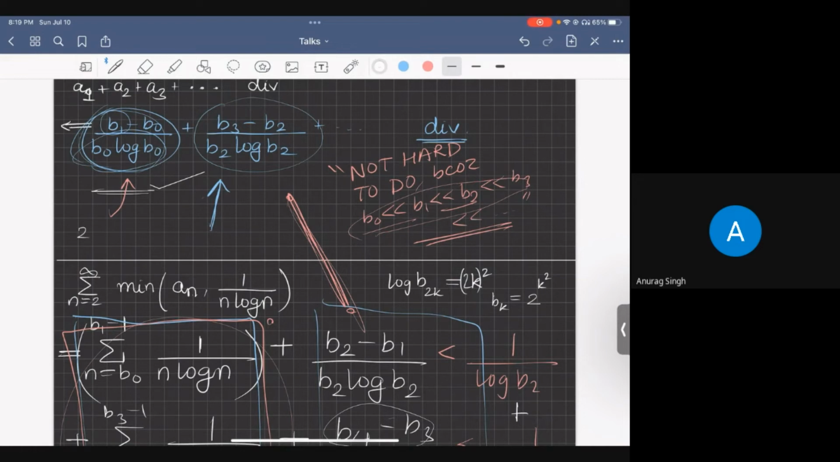This is 2 to the 2(k+1) square minus 2 to the 2k square, over 2 to the 2k square times log of 2 to the 2k square, which is just 2k square. It becomes a convergence. No, this will diverge, right? I can just cancel this out and this will become 2 raised to 4k plus 1, minus 1. And this is exponential upon polynomial. So this diverges. This will converge.